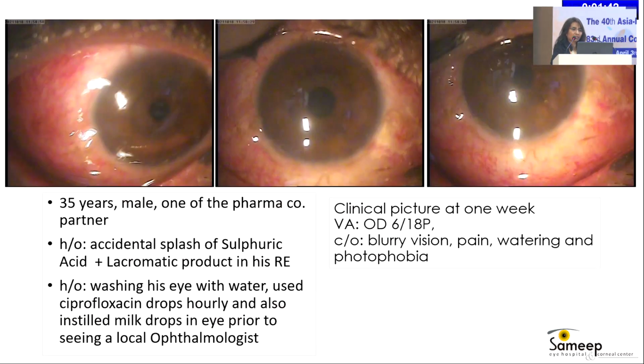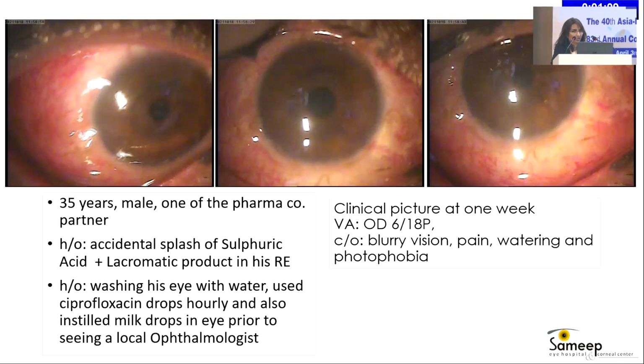This is another example where a 35-year-old male presented with this kind of clinical picture. He was a pharma company partner. He ended up having an accidental splash of sulfuric acid and some other chemical products in his right eye. He was washing his eyes with water and used ciprofloxacin drops hourly. He also instilled some homemade remedies, as we always face those situations. Prior to seeing his local ophthalmologist, he did receive topical steroids and everything, but still his presentation was like this.